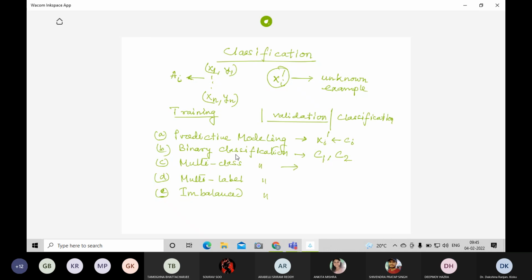So in multi-class classification, we can have more than one class, or more than two classes. If we consider small c equals 1 to capital C number of classes, here C may be n number of classes. So here we can have C number of classes. When we present an unknown sample, the multi-class classification algorithm will decide about the class label.